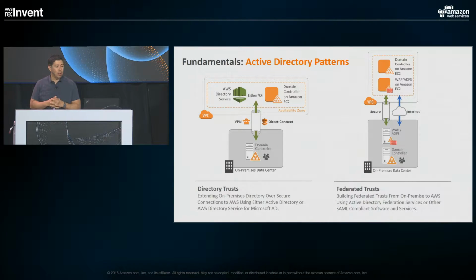And in this case, you would set up a directory trust if you needed to provide connectivity between your on-premises Active Directory and the AWS directory service by creating a forest trust, for example, between your on-premises data center and the service within AWS. In the other example, we see federated trust, so that's also an option, and this requires deploying an ADFS environment for you to set up federation, or leveraging a SAML compliant solution that provides that federation for you between your on-premises environment and AWS.